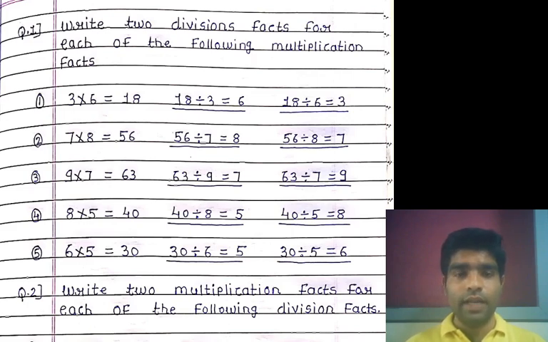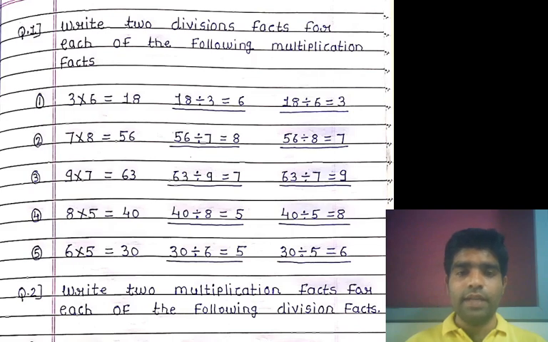Next example, 8 multiplied by 5 is equal to 40. It means that we have to find out the two division facts for the given example. Okay, we have to write down 40 divided by 8 is equal to 5 as one division fact, and the next one is what? 40 divided by 5 is equal to 8 as the second division fact.